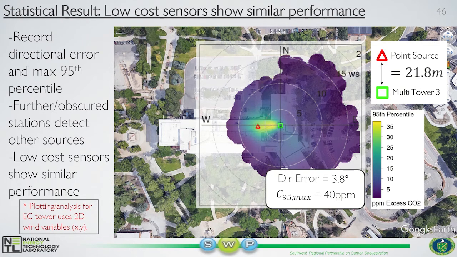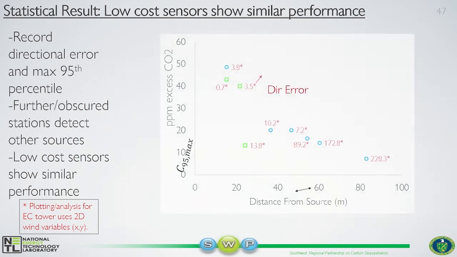So we've been focused on the directional location ability of each position, but we've also been extracting quantitative information from the statistical plots. So now, we can compare the distance from the source with this C95 max value, with the addition of the directional error for each calculation. The exhibited trend looks pretty good. In general, as our distance from the source increases, the presence of these high percentile spikes becomes less influential, and we have lower C95 max values.